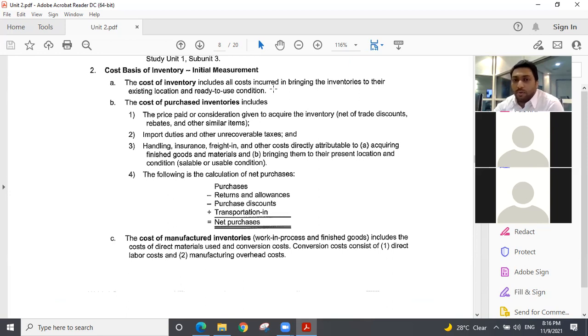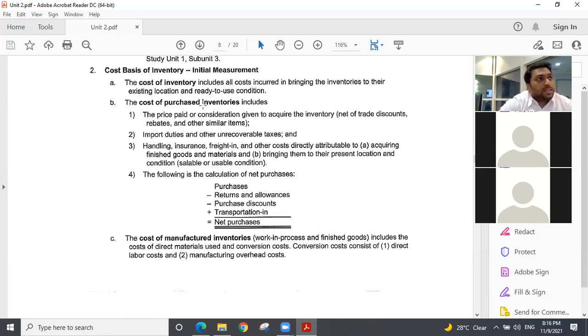What happened when the goods reached your warehouse? These goods are not fit to use. So you had to do some work on that to be usable. So those expenses, what you spend, also will be forming part of the inventory. Clear? That's called the ready to use condition, to make it to the ready to use condition.